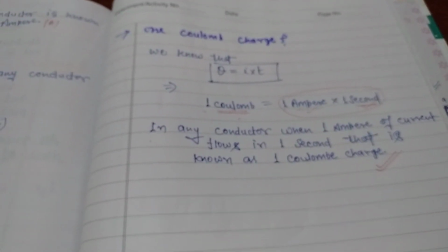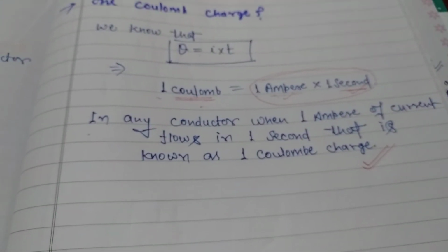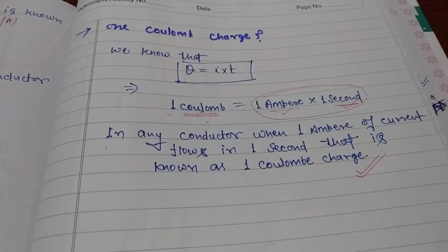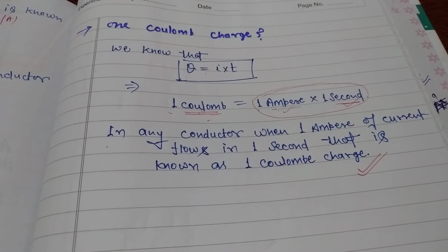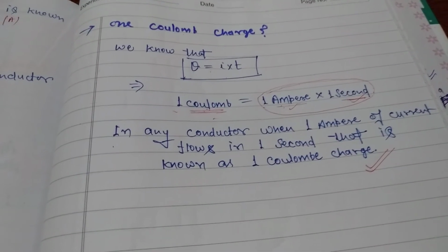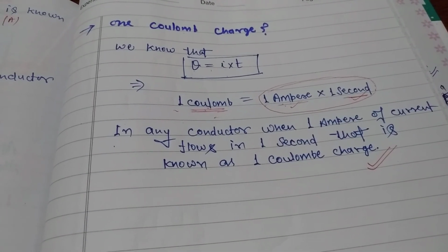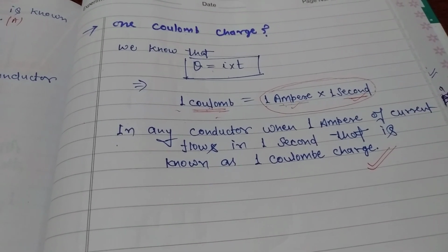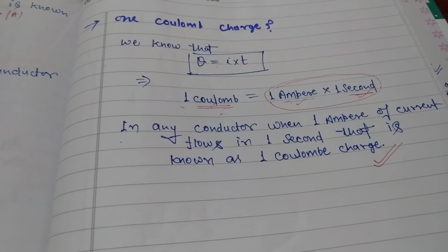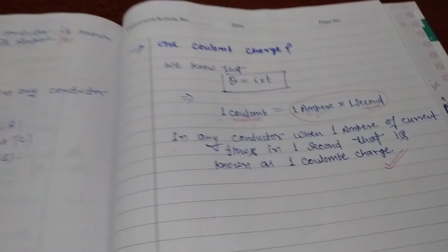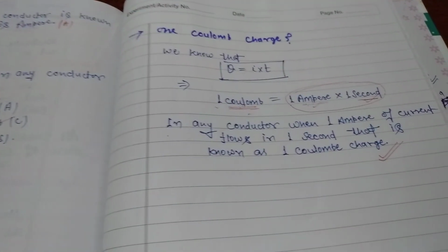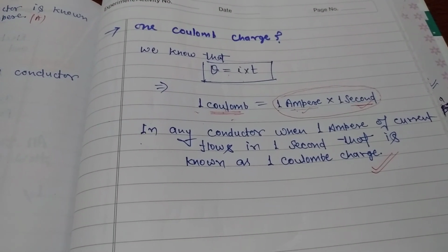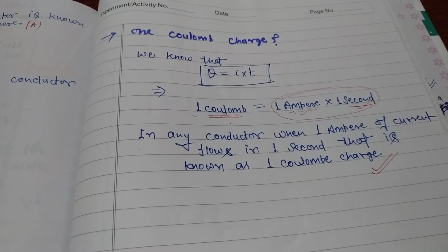Dear students, please revise at your home and try numericals related to Q is equal to I into T and I is equal to Q upon T. After that, we will discuss what is electric potential and what is electric potential difference. These terms are initial topics of this chapter. So try at your home, revise all the topics regularly.